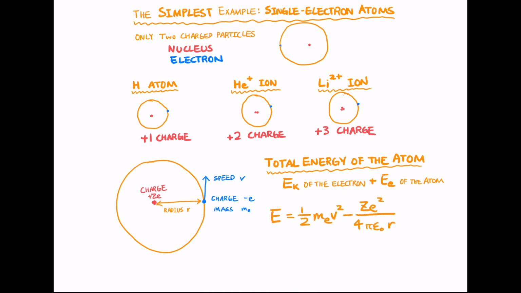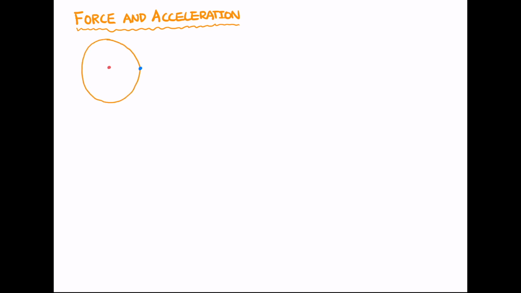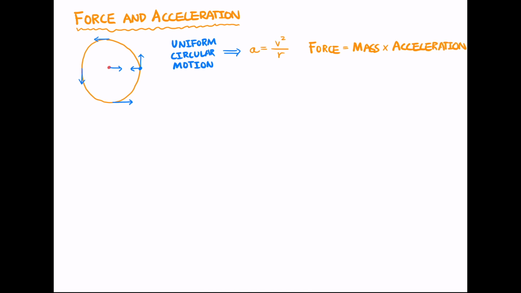Along with this equation that describes the total energy of the atom, Bohr also used an equation that relates force and acceleration of the electron. There is an electrostatic force acting on the electron, and the electron accelerates so that it moves in a uniform circular motion. A particle moving in a uniform circular motion has acceleration of a equals v squared over r. And since force equals mass times acceleration, we can equate the electrostatic force with this acceleration multiplied by the mass of the electron.